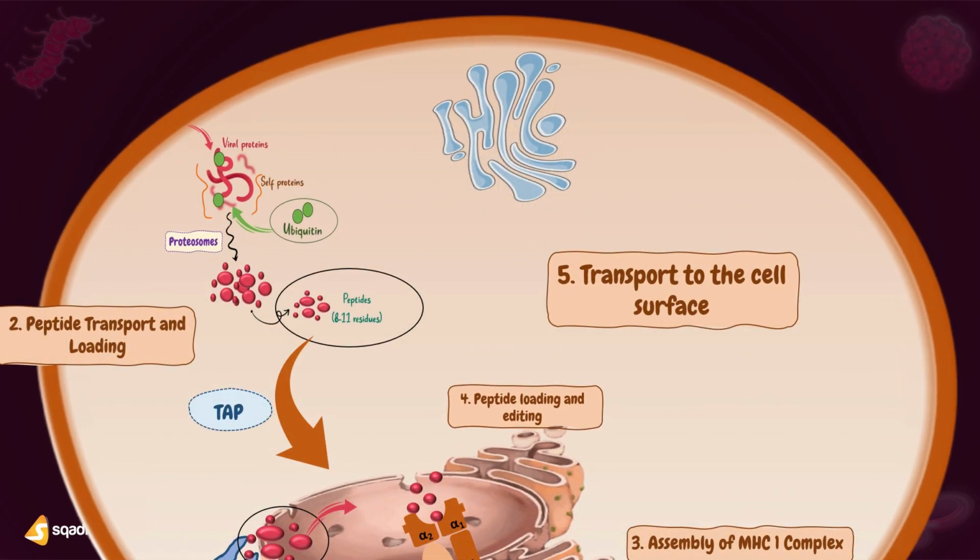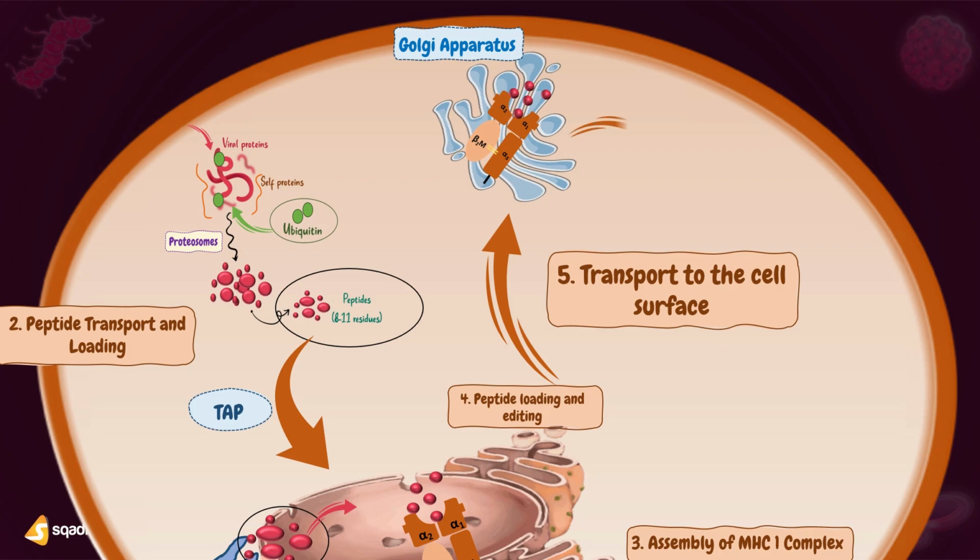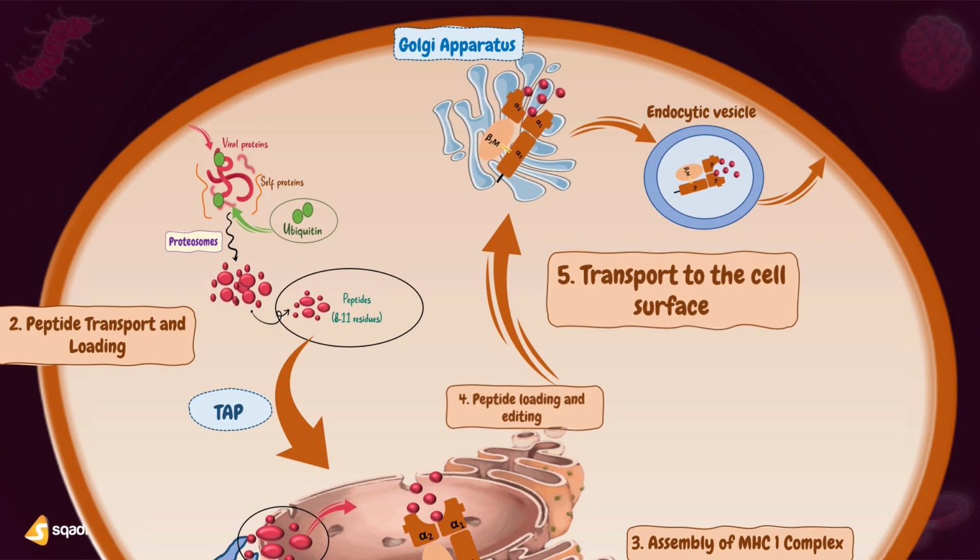For this transportation, the MHC-I molecule, with the bound peptide, is then transported from the endoplasmic reticulum to the cell surface via the Golgi apparatus. As this Golgi apparatus encloses the MHC with bound antigen within a vesicle called endocytic vesicle. This vesicle then makes its path to the surface membrane and gets fused with it, exposing the peptide on the outer surface of the cell.